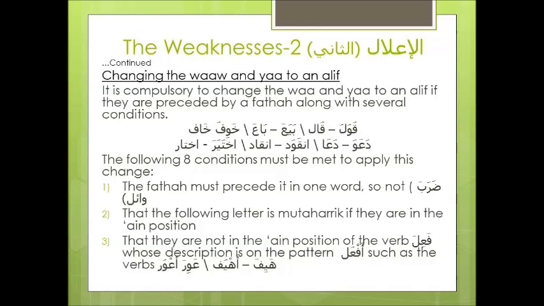Firstly, the fatha must precede it in one word, so 2 words is not considered. 2, that the following letter is mutaharrik if they are in the ain position. 3, that they are not in the ain position of the verb fa'ila, whose description is on the pattern af'ala, as the verbs awira, a'wara, and hayyifa, ahyafa.